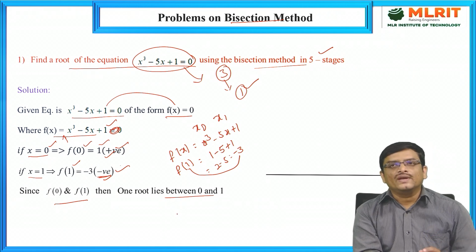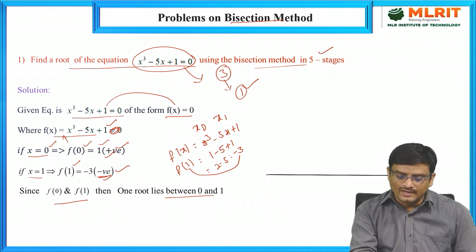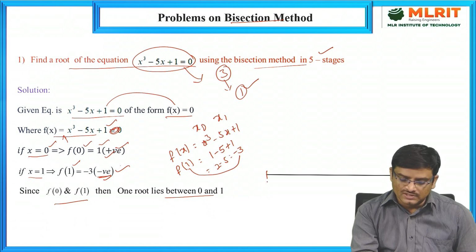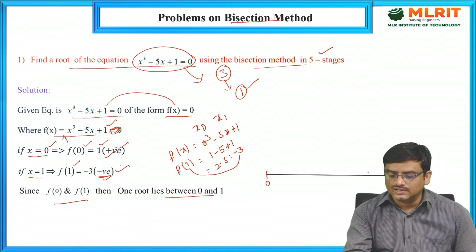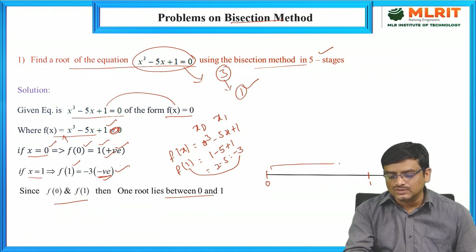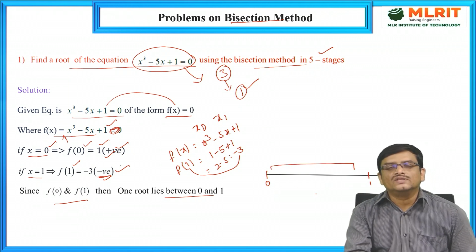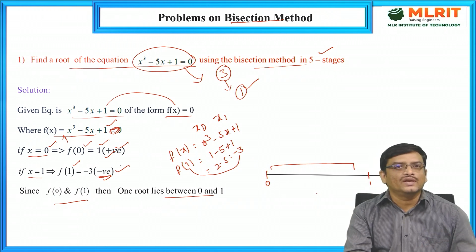If you represent this on the number line, you consider this as 0 and this as 1. Whatever root we are going for lies in this interval 0, 1. So like this we have to consider two real numbers for the given equation. Whatever root we are going to find out always lies between 0 and 1. That is the second step here.